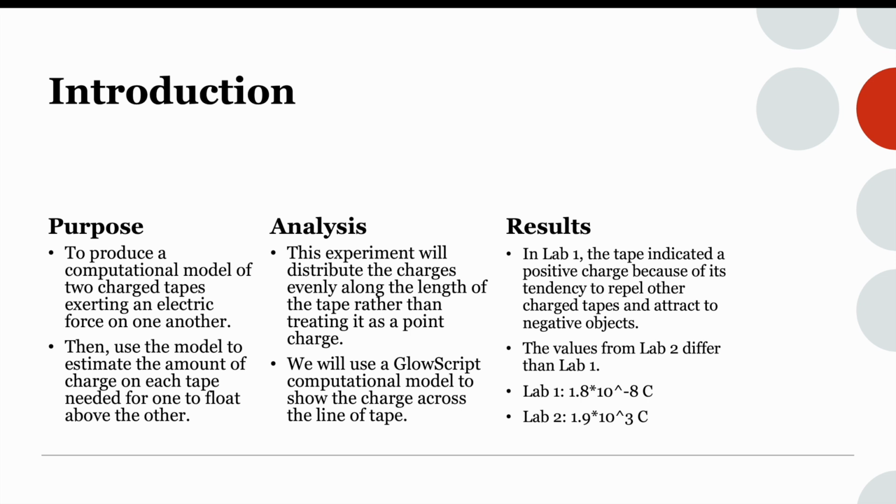So in Lab 1, the tape indicated a positive charge because of its tendency to repel other charged tapes and attract negative objects. The values from Lab 2 differ slightly from Lab 1. In Lab number 1, we got that the charge was equal to 1.8 times 10 to the negative 8th coulombs, while in Lab number 2, it was 1.9 times 10 to the negative 3 coulombs.